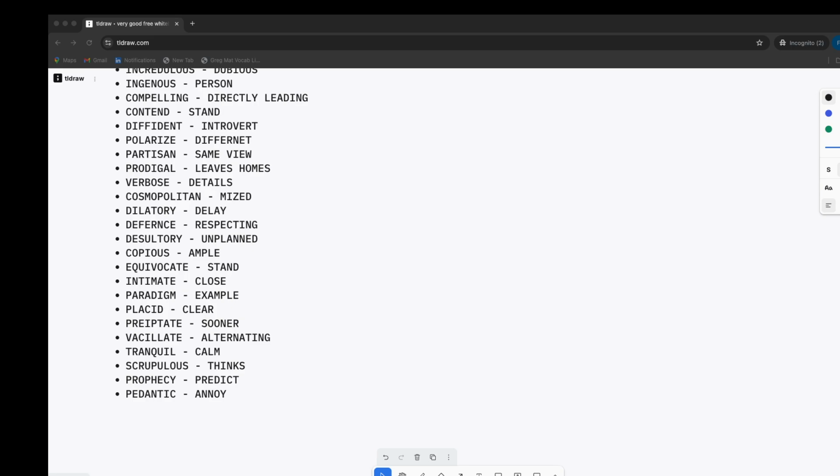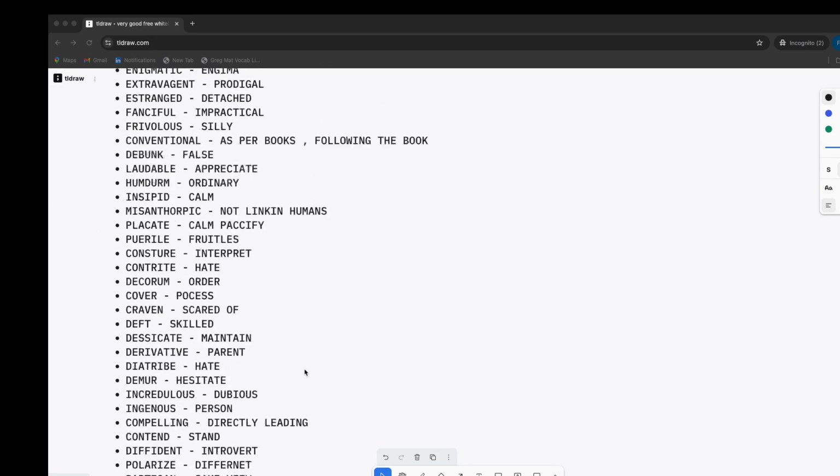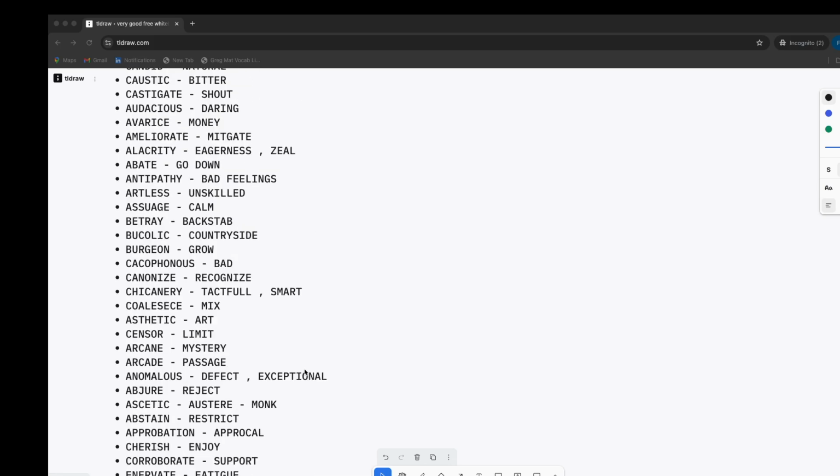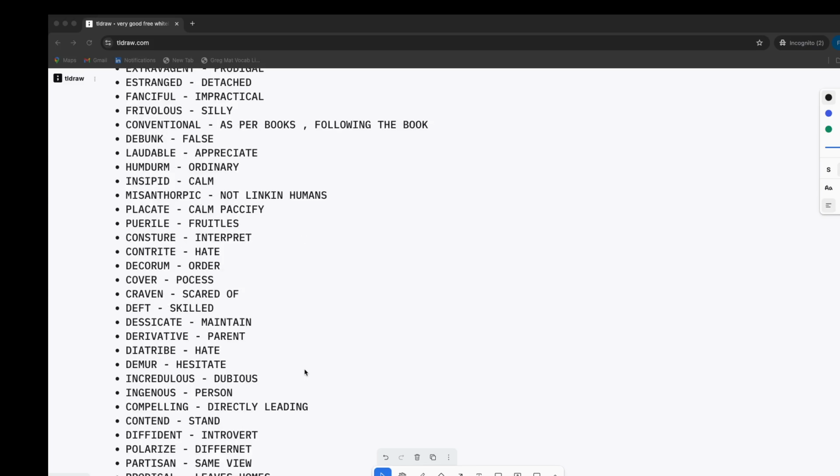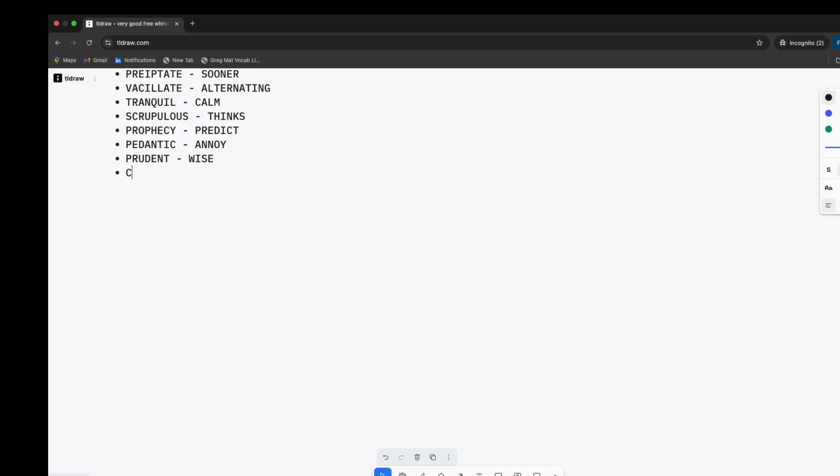Prudent is wise. A wise person is prudent. Contrite heart, it's a very heavy heart. Remorse, or feeling guilt. Contrite is to feel guilty. Profundity is wisdom. Profound is like a person who has wisdom. Even prudent is a person who is wise.